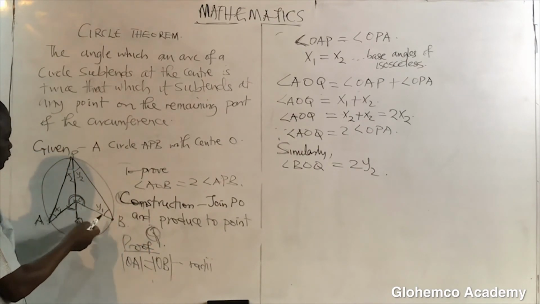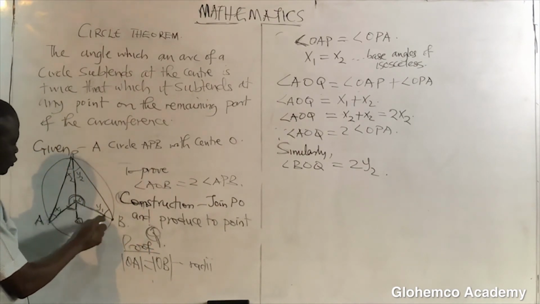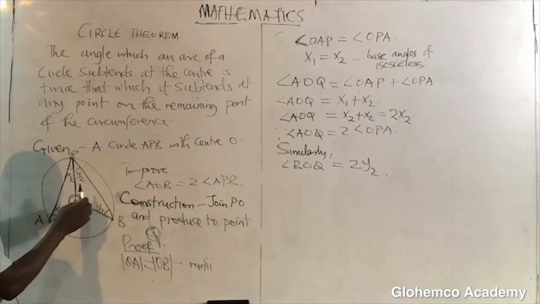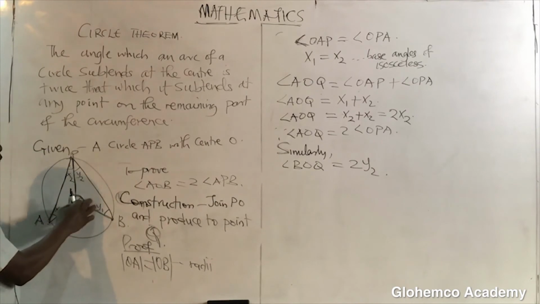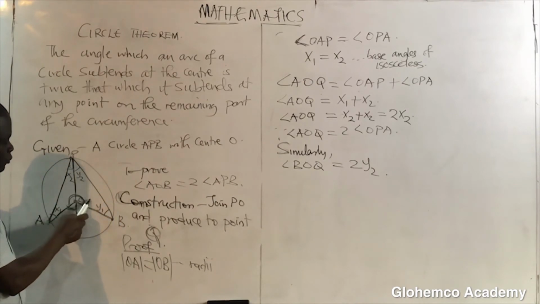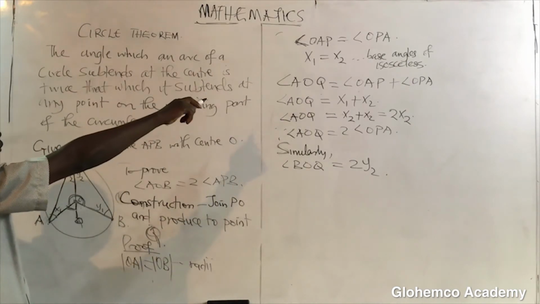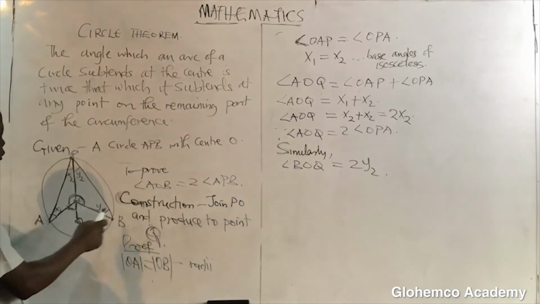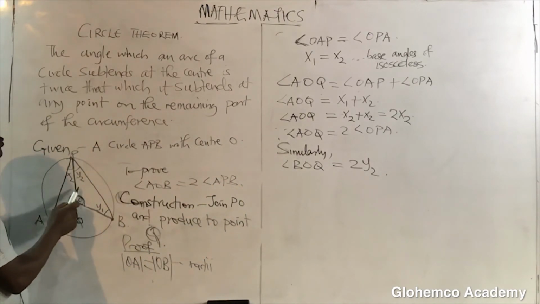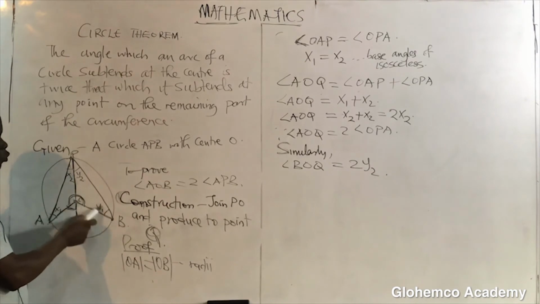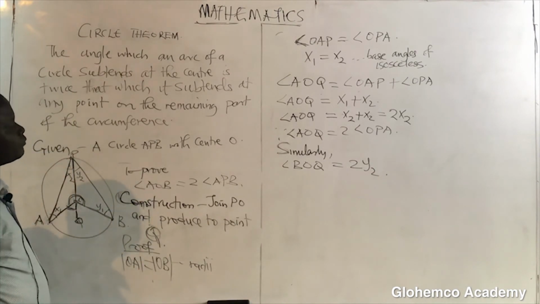We have to follow the same procedure. From here to here is also a radius. This is also a radius. Then it means this triangle is also an isosceles triangle. Being an isosceles triangle, this y1 must be equal to y2, like you have s1 equals s2. And that's the reason: y1 and y2 form the base angles of the isosceles triangle here.